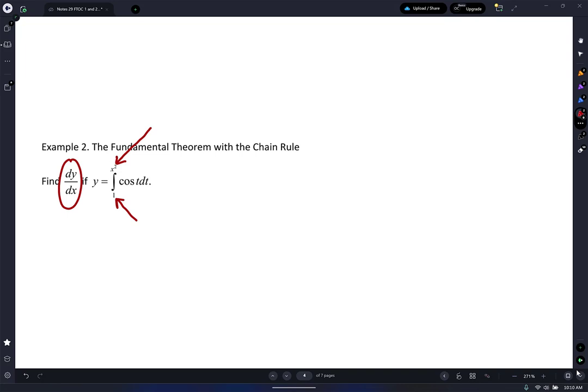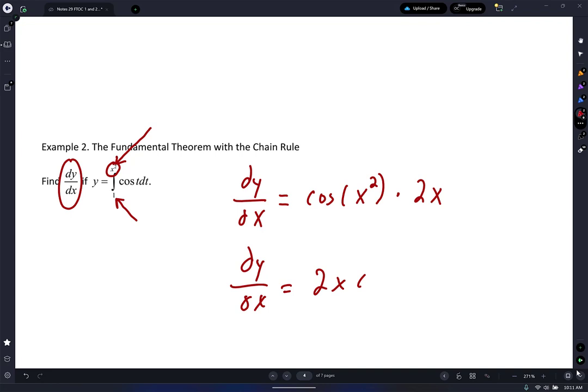So y prime, or you know what, let me write dy dx, because they wrote dy dx. Dy dx equals, focus guys, I'm taking the derivative of this integrand. You change the t to whatever you have up here. Cosine of x squared, close it, but you're not done, because that wasn't an x, it was an x squared. So now times 2x, the derivative of x squared. That's your chain rule. So dy dx is just 2x cosine of x squared. Cool or not cool? Yeah, it's not bad at all.